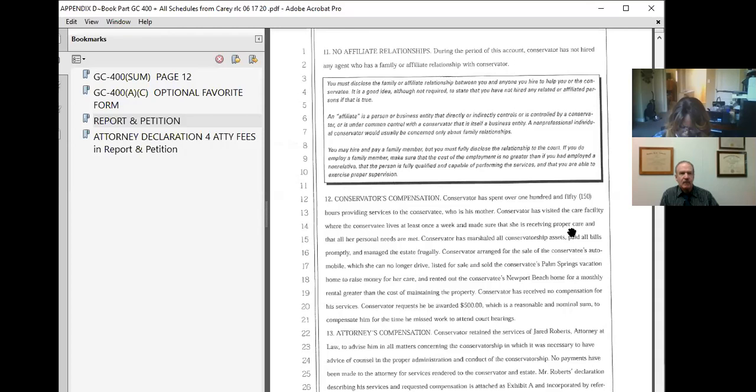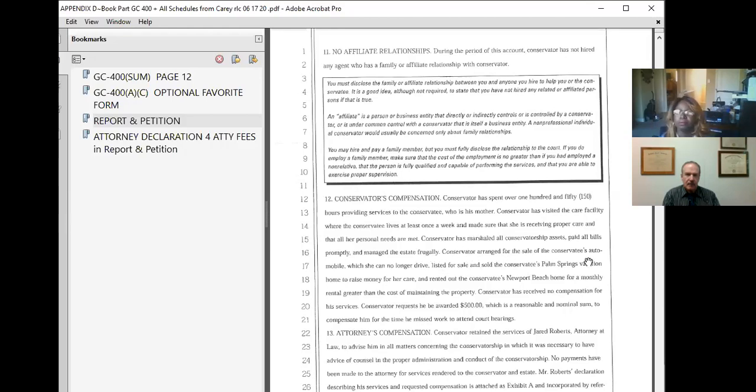Okay, so you've verified she's receiving proper care and that all her personal needs are met. That means she's been bathed, she still has the same kind of weight, so you know she's eating. She's telling you last week they brought in cake for somebody's birthday, so you know she's happy. Maybe she gained a pound or two because she's doing less walking. Just state all of that. It's great to put it, but don't write pages and pages because the judge doesn't want to read that. Be pretty short with whatever you say. Anyway, you're stating, I have marshaled all of the assets. I've paid all the bills on time. And I've managed the estate.